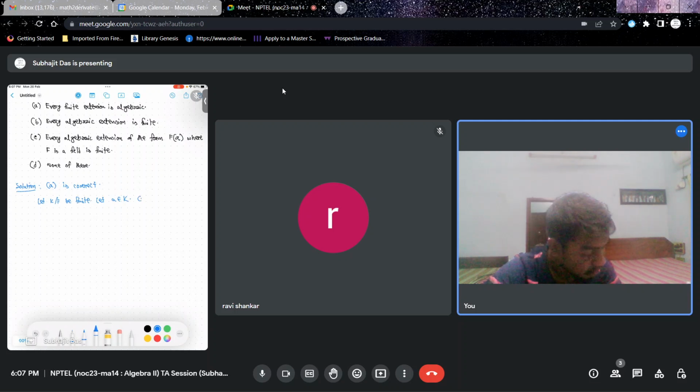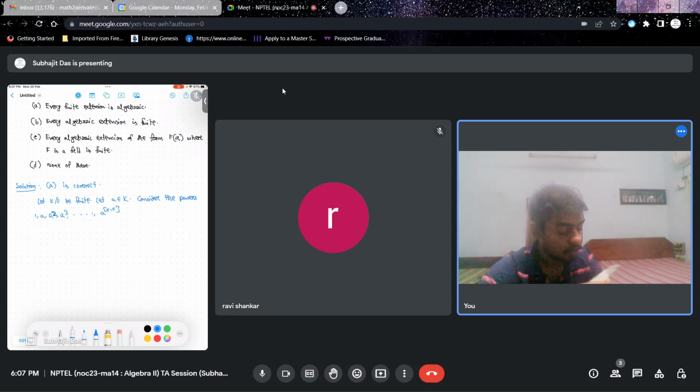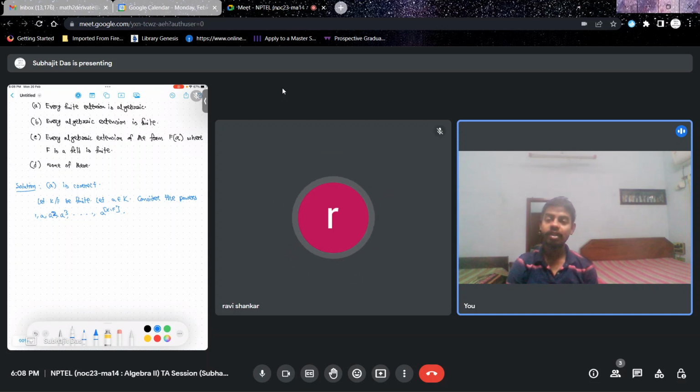So it's very simple. Consider the powers 1, a, a squared, a cubed, and so on up to a to the power of the degree of K over F minus 1, maybe. So now tell me, Ravi, the degree of K over F, since K over F is finite, that means that K is finite dimensional as a vector space over F, which means that the degree of K over F is finite, right? Now the degree of K over F is precisely the dimension of K as a vector space over F, right?